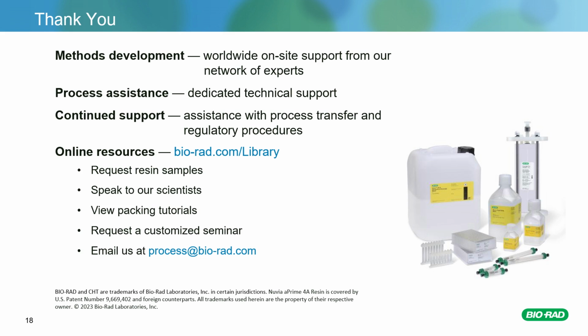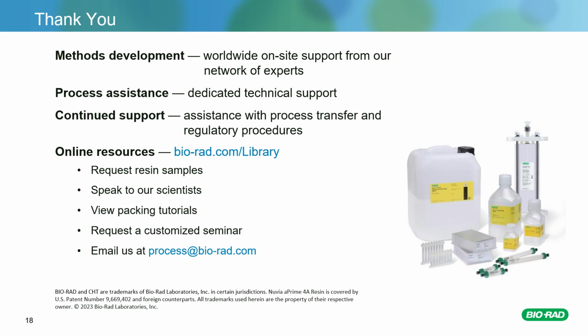The most information about the process interactions can be obtained by using a so-called optimization design, but it is not recommended to test more than 4 factors in this setup. What are the typical factors to be tested for Nuvia A' 4A and CHT?